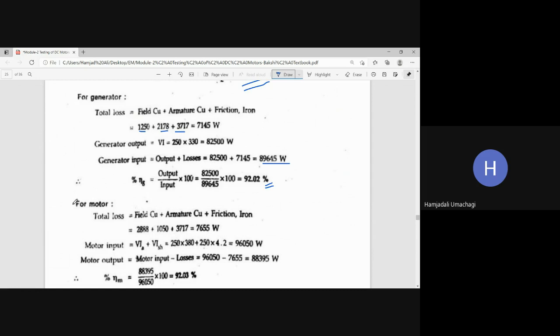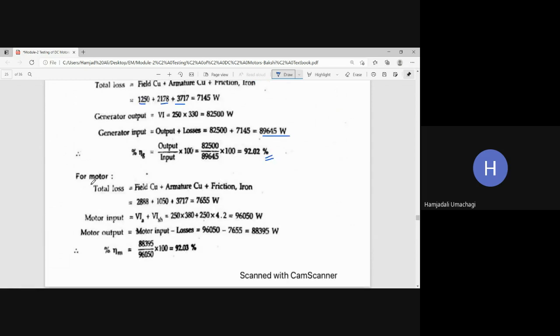Now similarly, let us calculate the efficiency for the motor. For the efficiency of the motor calculation, let us calculate total loss. Total loss is nothing but what? Field copper loss plus armature copper loss plus stray loss, which is nothing but iron and friction losses. So 2888, 1050, which is the field copper loss, and 3717, this is the stray loss.